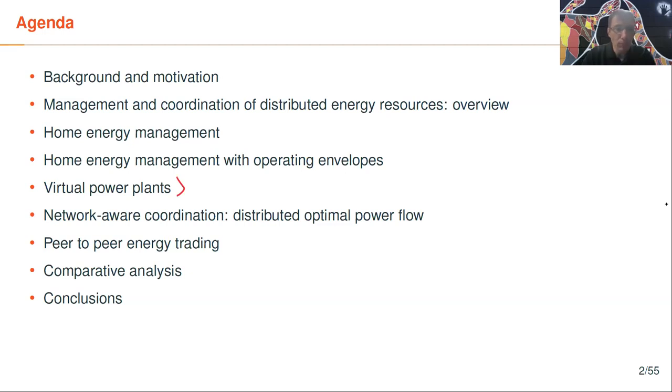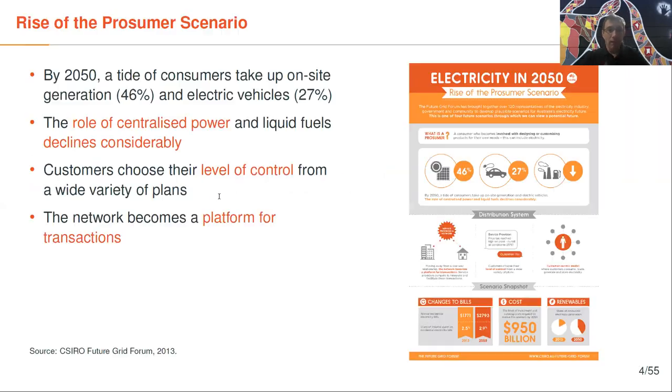You can do so with or without taking into account the network. The next one will be network aware coordination, where you explicitly take into account the impact on the network. And then finally, I will discuss a conceptually quite different approach, which is peer-to-peer energy trading using auctions. I will conclude with a comparative analysis comparing all the approaches using technical and economic criteria, and finally, some conclusions.